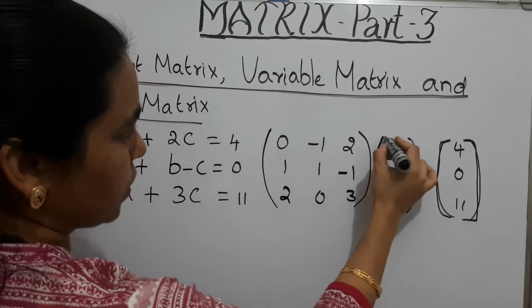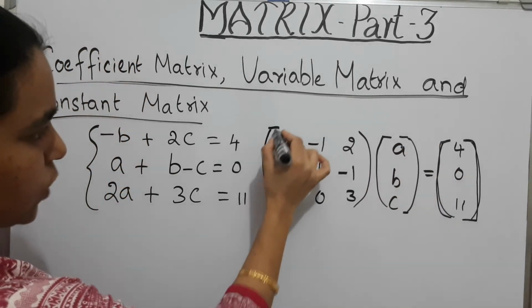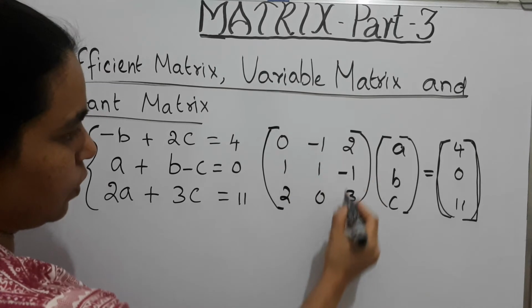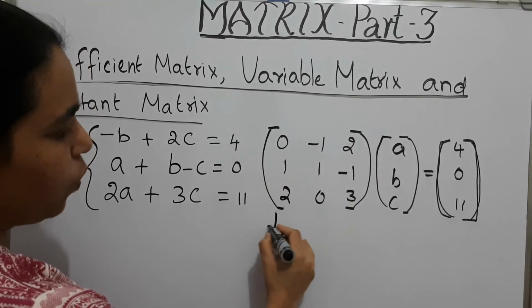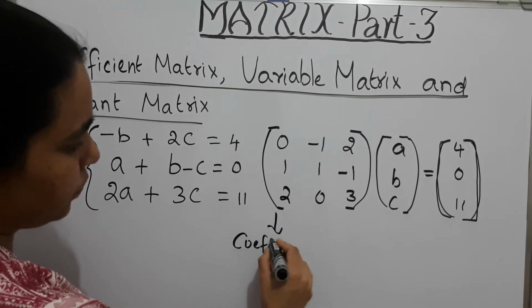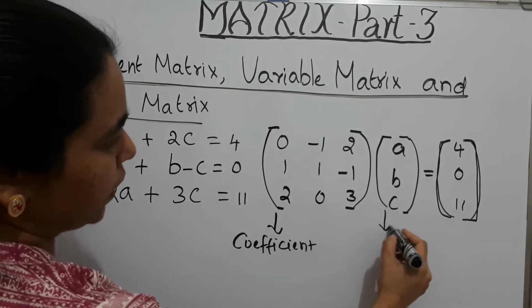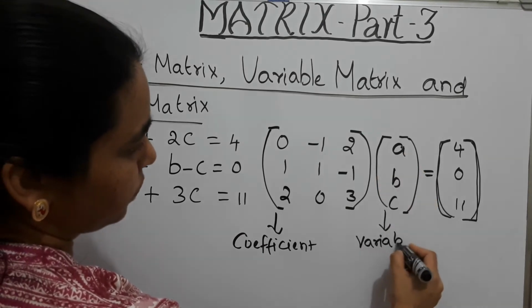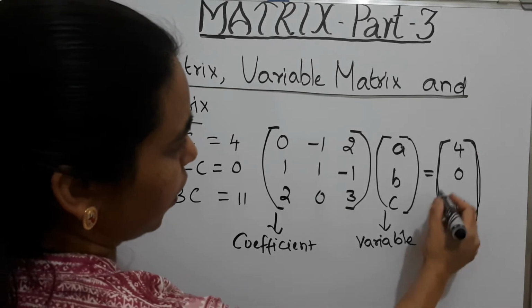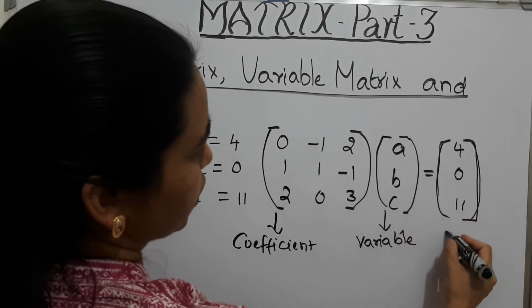Okay, so these are matrices. This is the coefficient matrix, because you are writing the coefficients in a matrix. This is the variable matrix, because all the letters are here. And the next one is only with constant numbers, so we can call it the constant matrix.